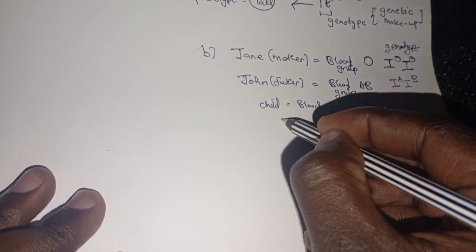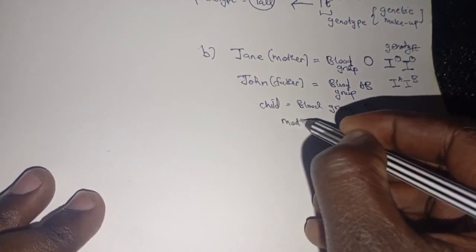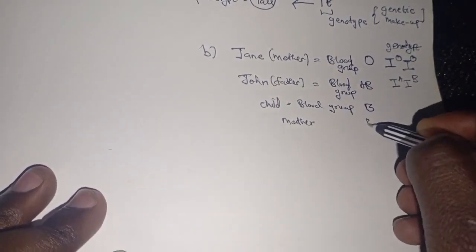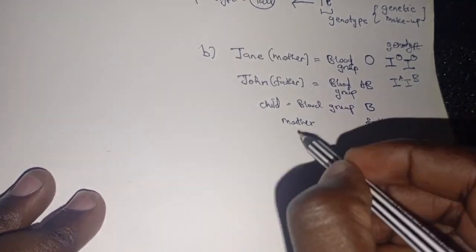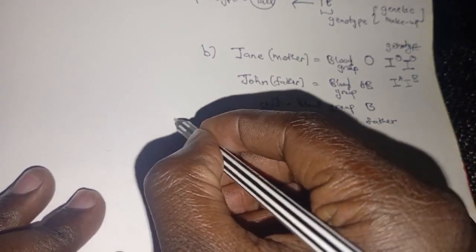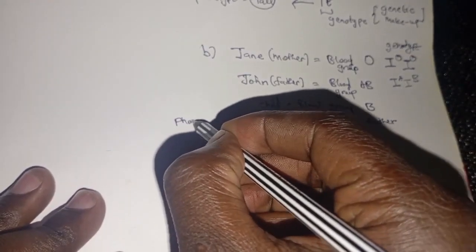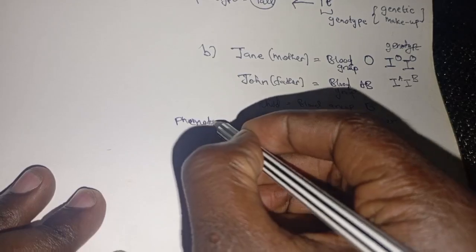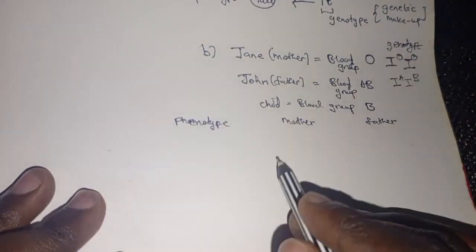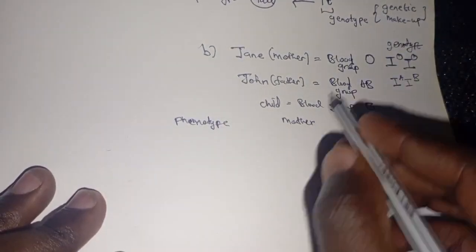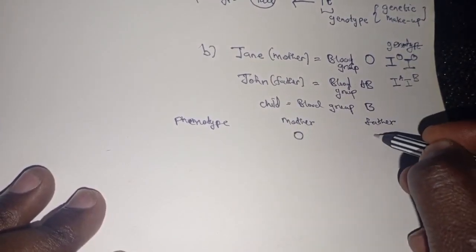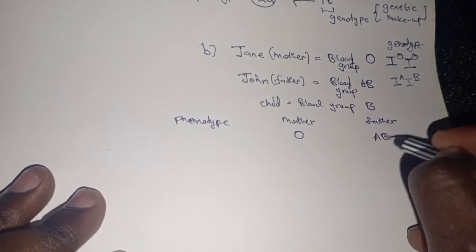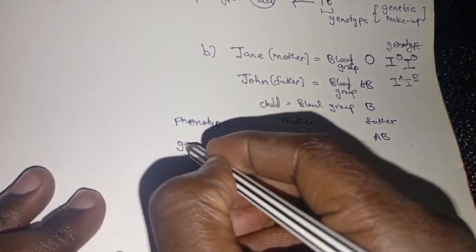So we are going to have the mother, who's Jane. Then we're going to have the father. The next line here, you write their phenotype. So their phenotype: the mother is blood group what? O. We're just going to write O. The father is blood group what? AB. These are the phenotypes. Then you go to the genotype.